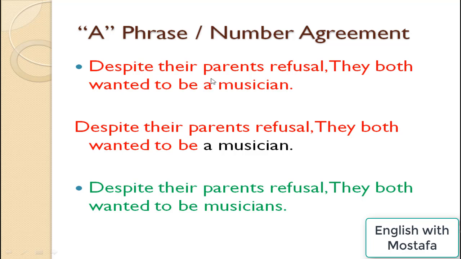What's the problem here? Yeah, whenever you say a musician, here we have they and here we have a musician. They, a musician. Is it connected? I mean, is it right here? Of course not. How should we fix that problem? Despite their parents' refusal, they both wanted to be musicians. Okay, that's what we call the A phrase. Whenever you have the indefinite article A or AN, you have to stop and ask yourself whether it's singular or plural.